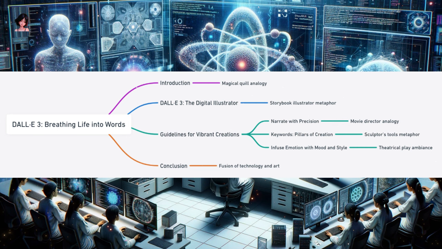Guidelines for vibrant creations with DALL-E 3. Narrate with precision, DALL-E 3 thrives on details. The richer your description, the more vibrant the outcome. It's like describing a scene to a movie director. Example, instead of a mountain, paint a picture with words like a snow-capped mountain at dawn with golden rays reflecting off its peak.